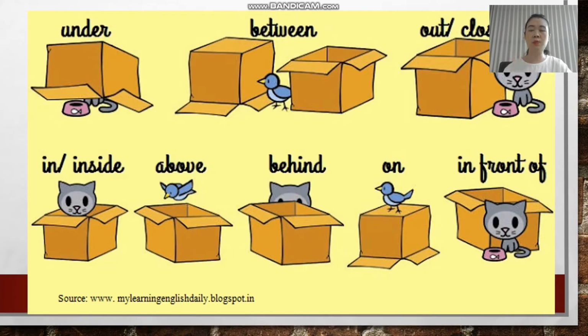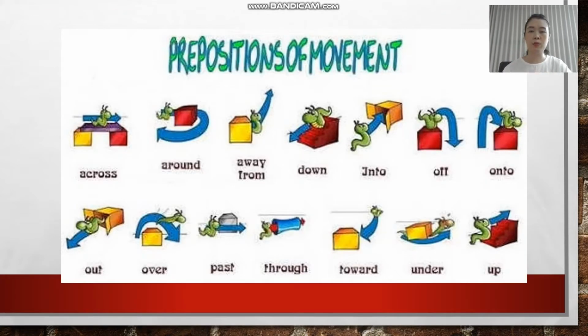Apart from these basic prepositions, we have several prepositions of movement, just like this: across, around, away from, down, into, you can see from the picture, off, onto, out, over, past, through, toward, under, and up.